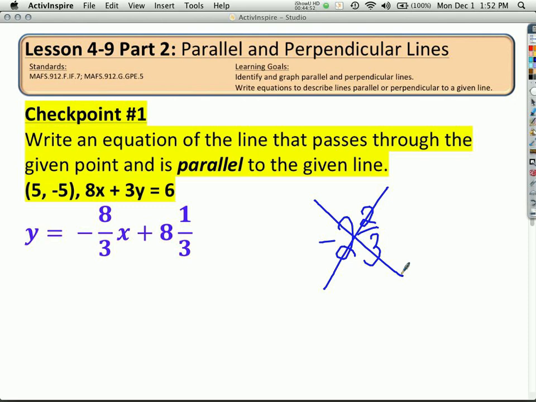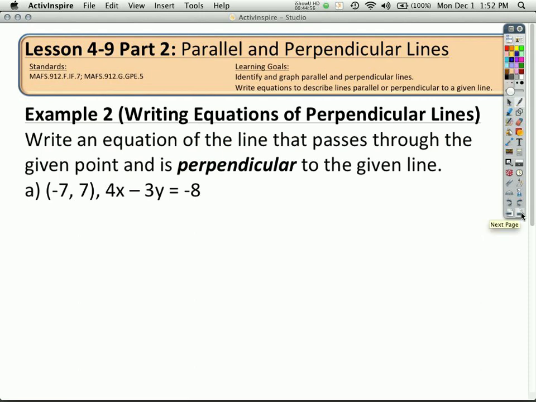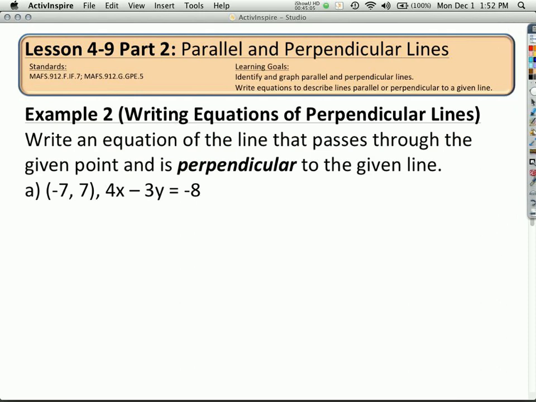Any comments? Okay, so that was the easy stuff. Now the challenging work. Write an equation of a line that passes through the given point and is perpendicular to the line.